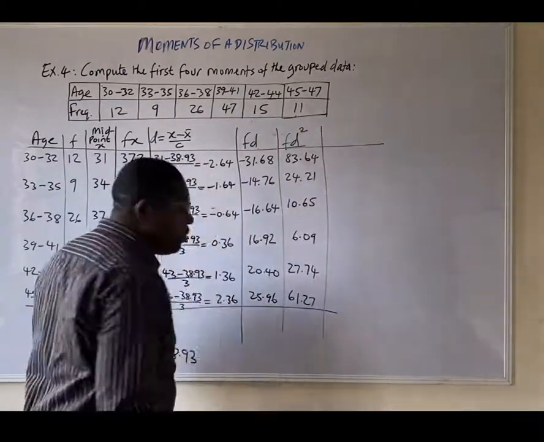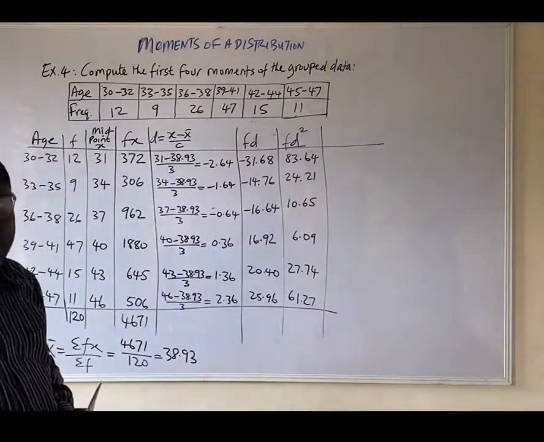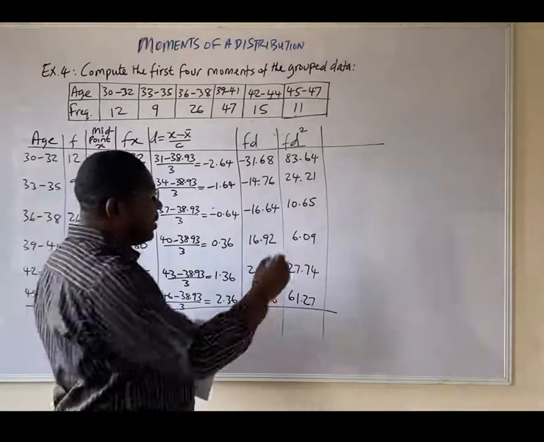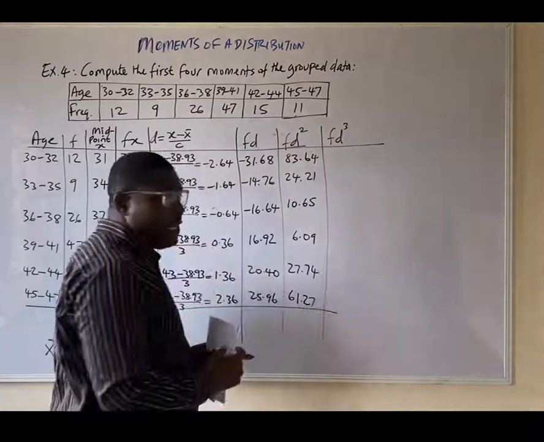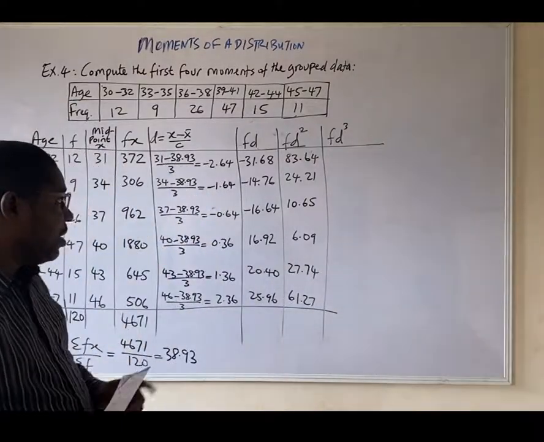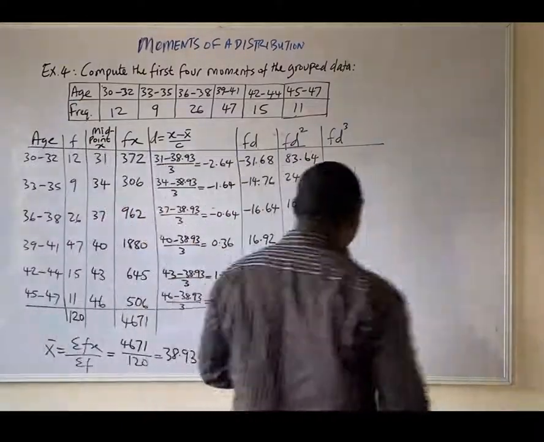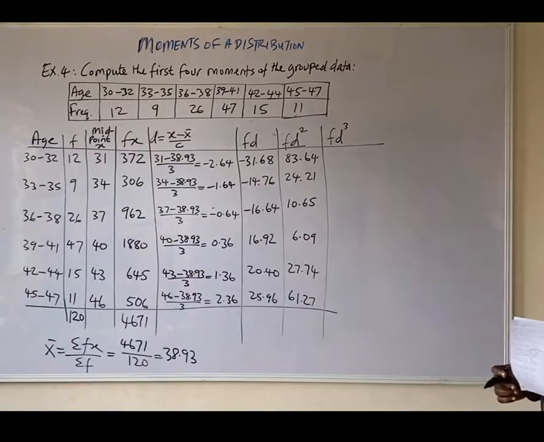61.27. Is that what you got? All right, thank you. Let's look at the third degree of deviation, that is Fd raised to power 3. I'm going to move to the other side of the board so that you can follow.